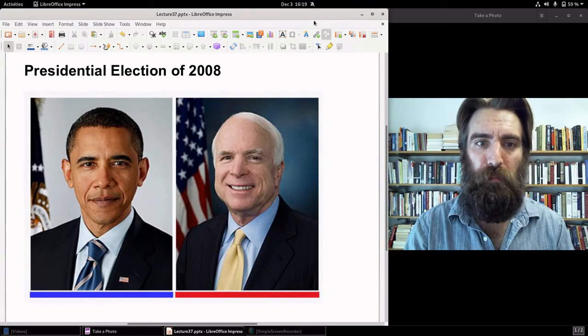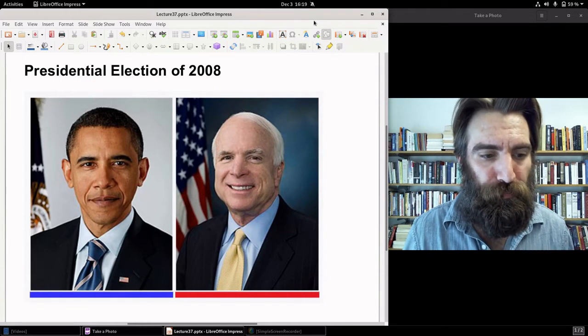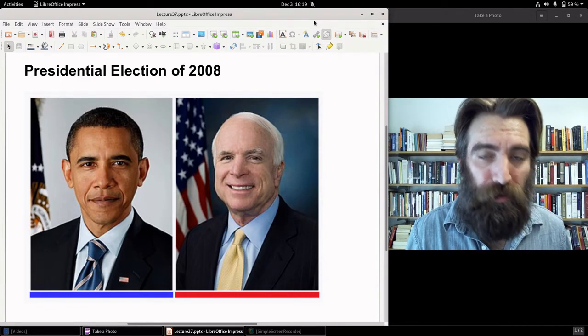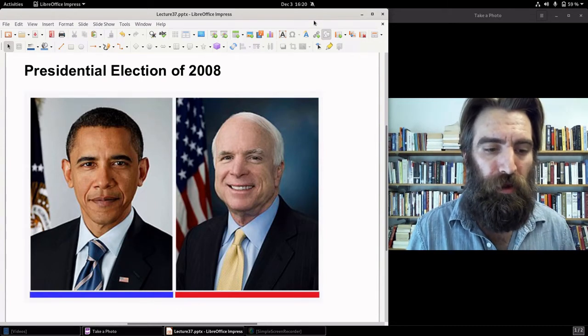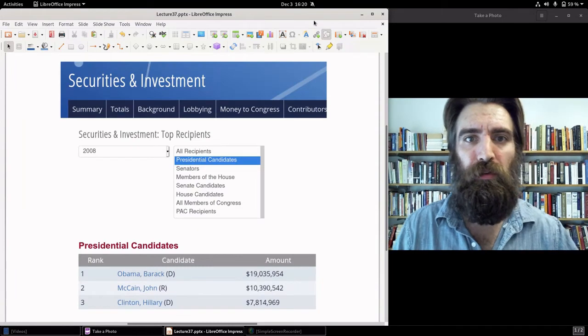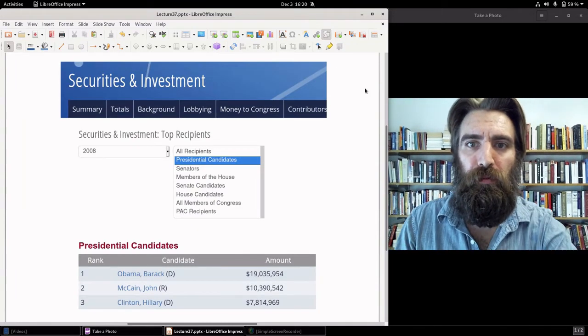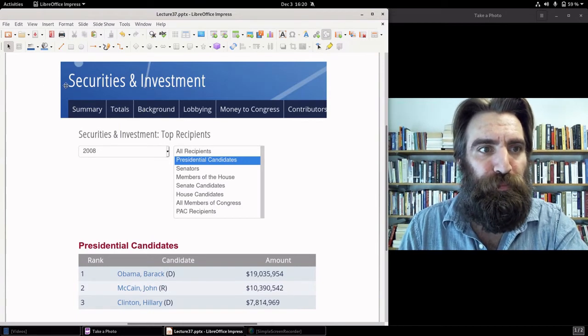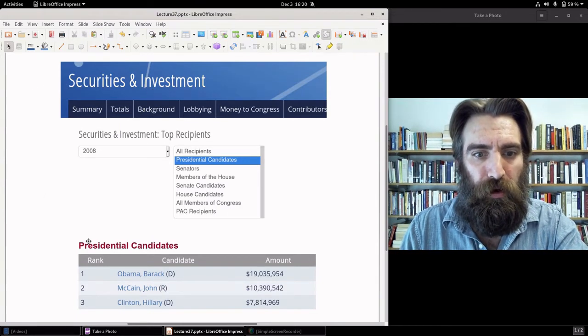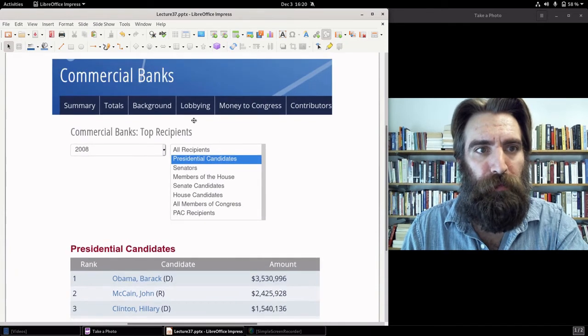In 2008, Barack Obama versus John McCain. Obama outraised John McCain by a ratio of about 2-1 among the big banks. And this is from opensecrets.org, which is part of the Center for Responsive Politics. I'll just go through a few charts here. These are securities and investment firms, and you'll see the breakdown here. It's for the entire cycle, so you'll see some primary candidates who didn't make it, Hillary Clinton. But there's Barack Obama. This is in 2008.